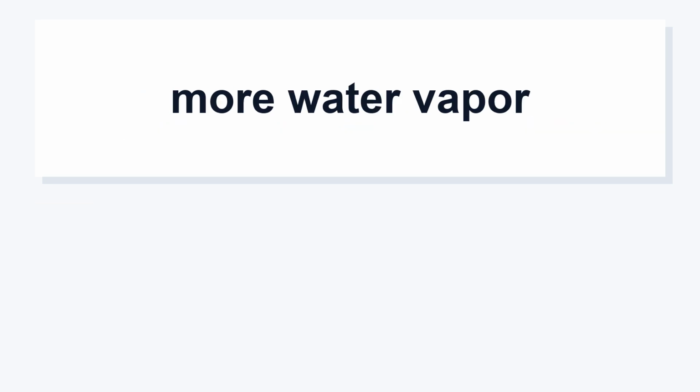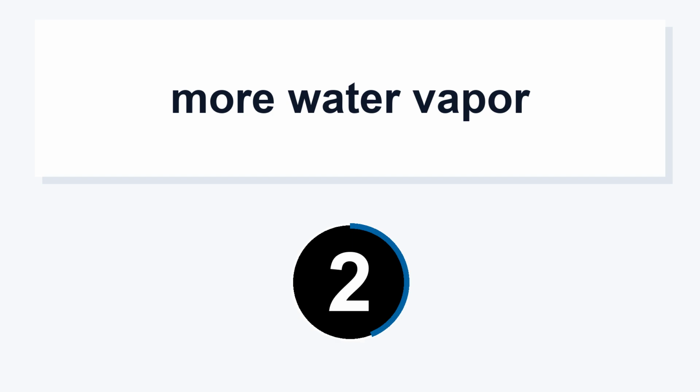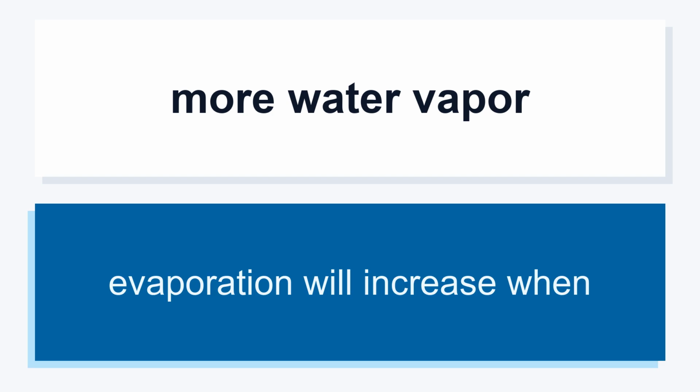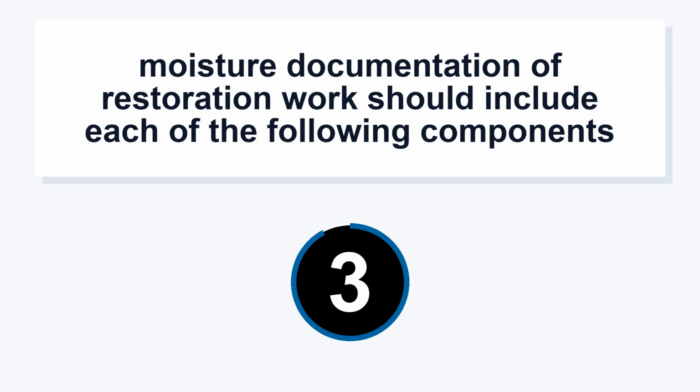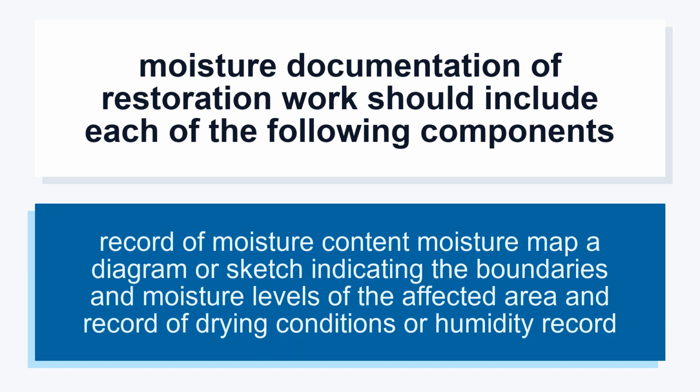More water vapor. Evaporation will increase when moisture. Documentation of restoration work should include each of the following components: record of moisture content, moisture map, a diagram or sketch indicating the boundaries and moisture levels of the affected area, and record of drying conditions or humidity record.